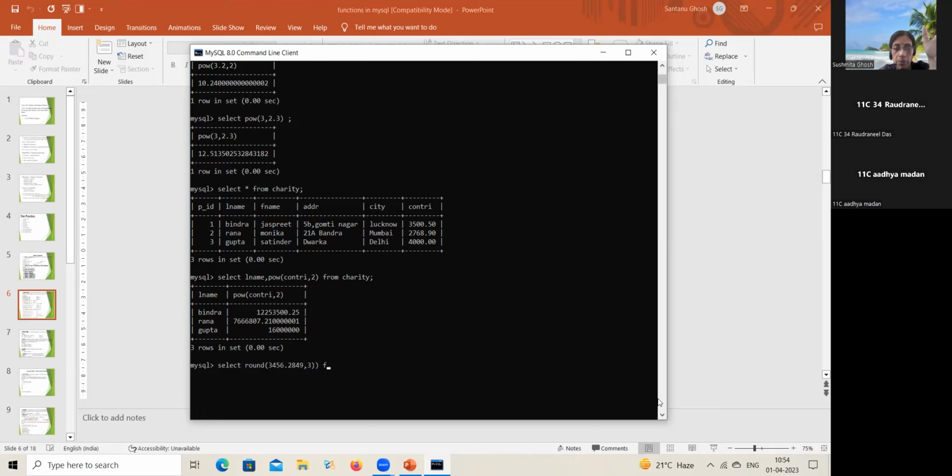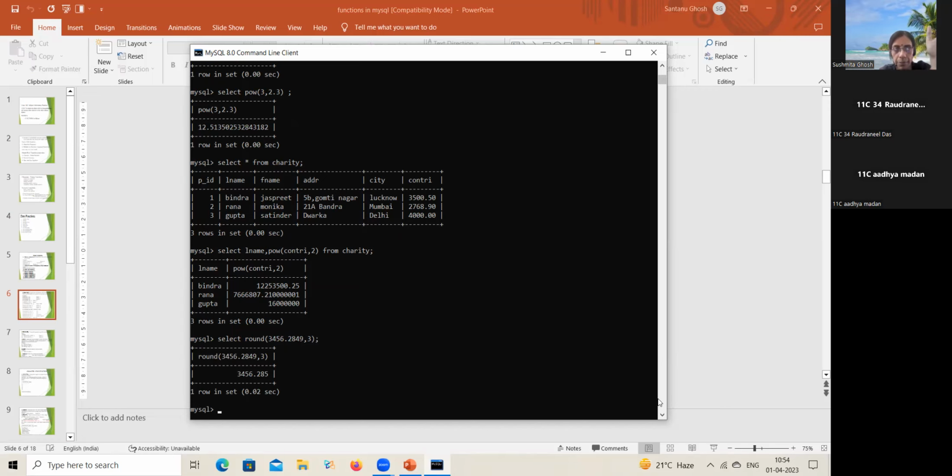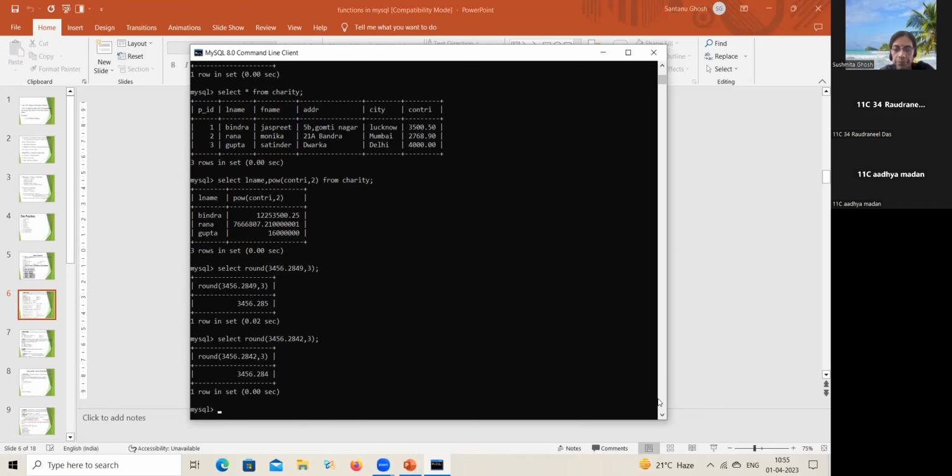Okay. 3456.285, right? What if this would have been less than 5? So it would have been 284. No rounding off is taking place. Or we say it doesn't go to the next higher value. It stays there only because my fourth digit is less than 5. Right?